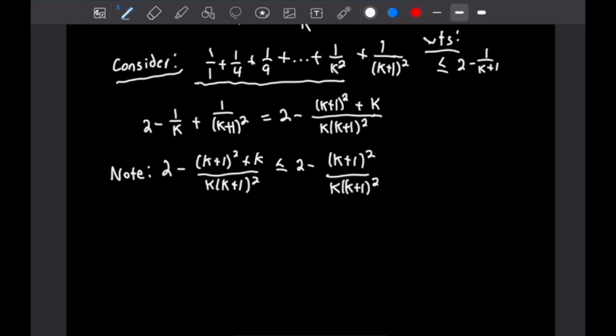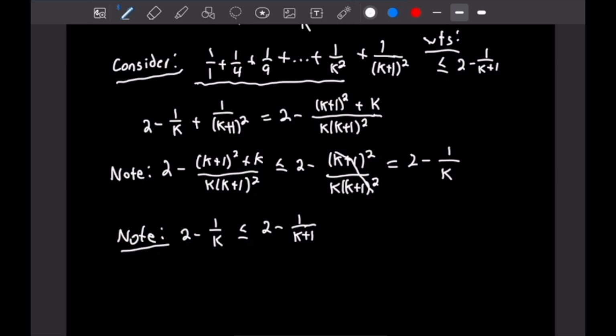So now we can go ahead and cancel out these k plus 1 squareds, and that will give us 2 minus 1 over k. And so from here we want to note that 2 minus 1 over k is less than or equal to 2 minus 1 over k plus 1. Because by adding that plus 1 in the denominator there, we have reduced what we are removing from 2 and therefore made our difference larger. So if we look at what we have on our extreme right-hand and left-hand sides, we will notice that we have proven the inequality that we wanted to show. And thus, we have completed our proof by induction.